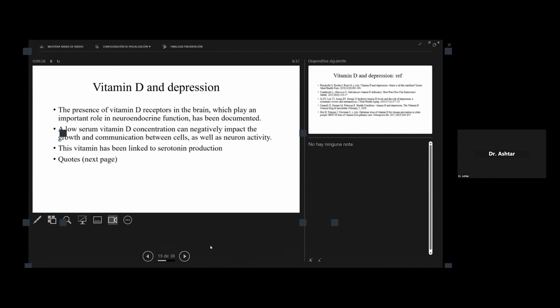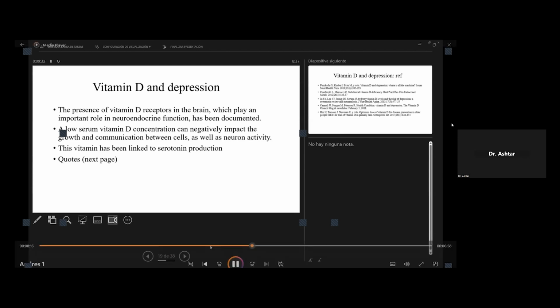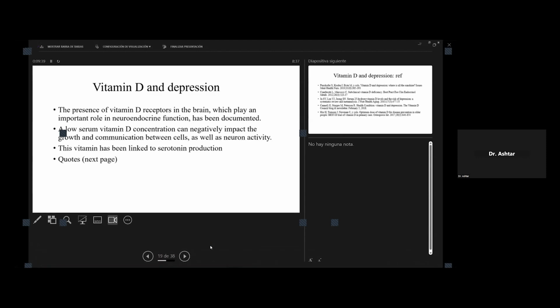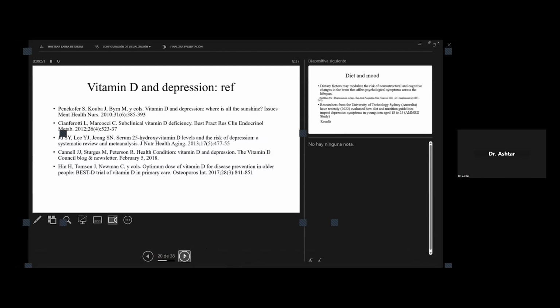Vitamin D and depression. The presence of vitamin D receptors in the brain, which play an important role in neuroendocrine function, has been documented. A low serum vitamin D concentration can negatively impact the growth and communication between cells, as well as neuron activity. The vitamin has been linked to serotonin production, and there are some quotes on the next page. The reference for vitamin D and depression.